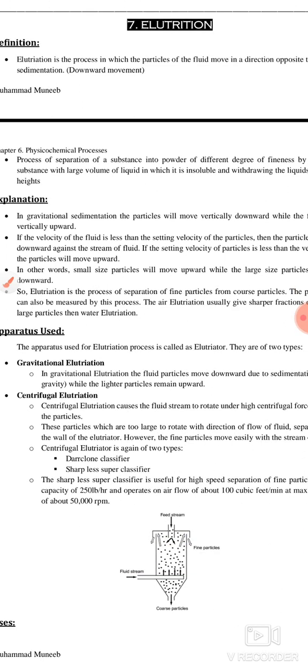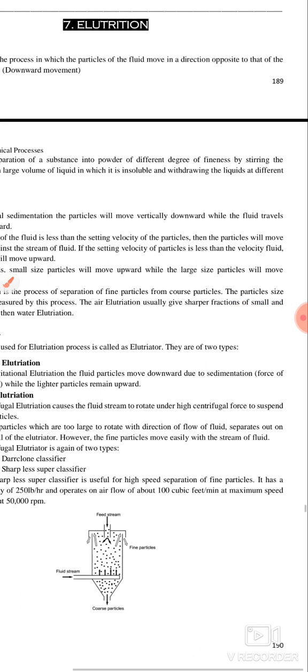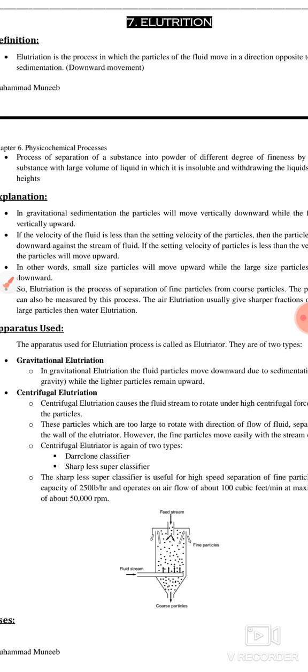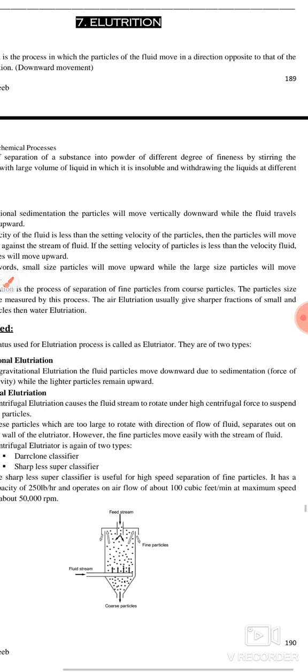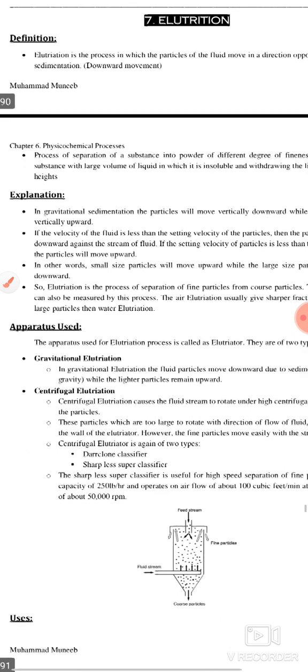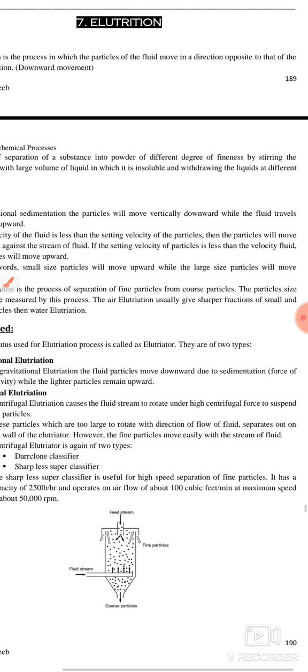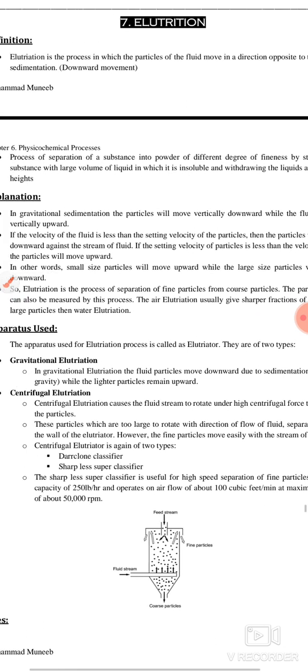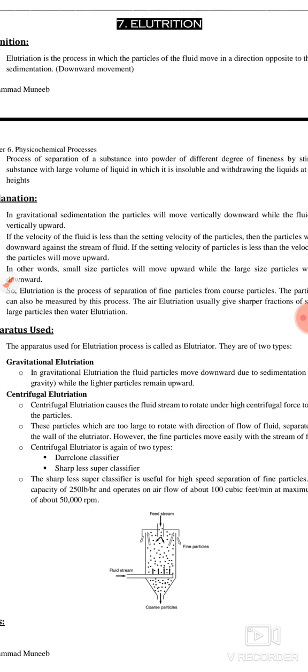In other words, small size particles move upward and large size, denser particles move downward. So elutriation is the process of separating fine particles from the coarse particles. The particle size can also be measured by this process, and particle density can also be measured, and we can measure a lot of things by this method. We also find out the velocity of your fluid and the velocity of your particle. So this is just the explanation.